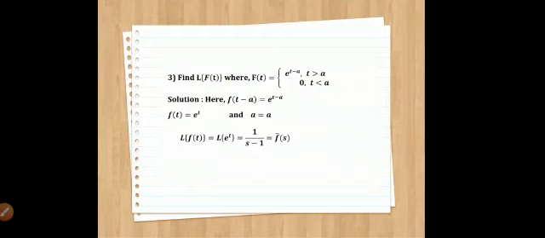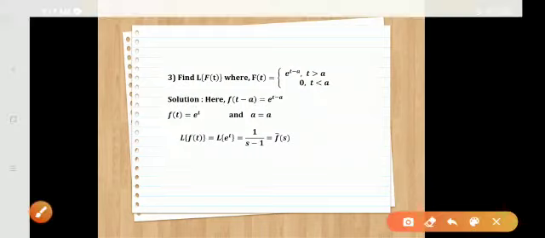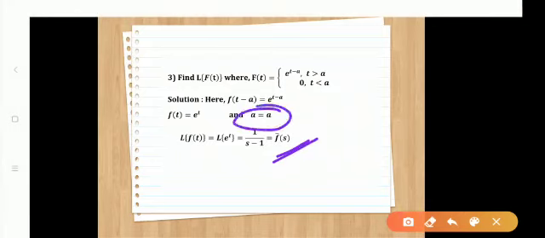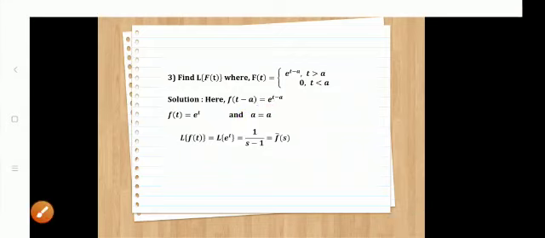So find the Laplace transform of f of t, that is e raised to t. It is in the form of e raised to at with a equal to 1, and we know the Laplace transform of e raised to at is 1 upon s minus a. So it becomes 1 upon s minus 1. This is your f bar of s and a is a. So now we will apply the second shifting theorem.